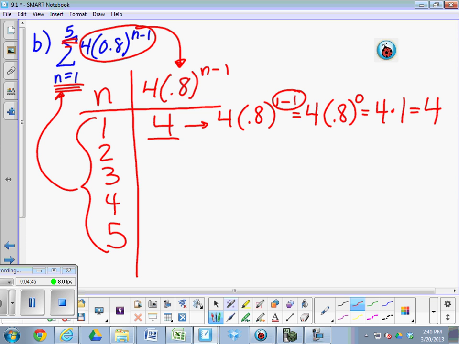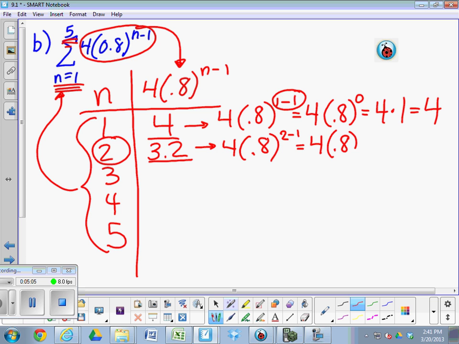Good. So for the next one, you should get 3.2. And I'll show you why here. It's 4 times 0.8. What are we plugging in for n? 2 minus 1. What is 2 minus 1? 1. What's 4 times 0.8? 3.2. So that's where I'm getting these answers. You can continue that process. How many more times? 3 more times to get n equals 3, n equals 4, and n equals 5.